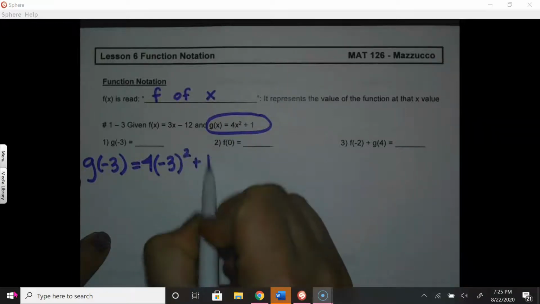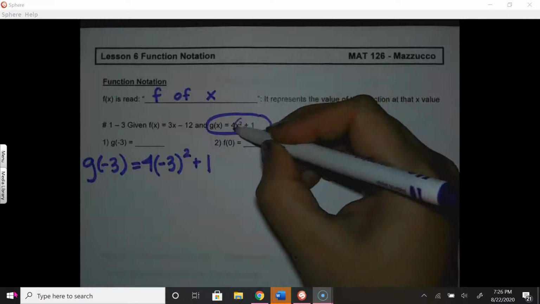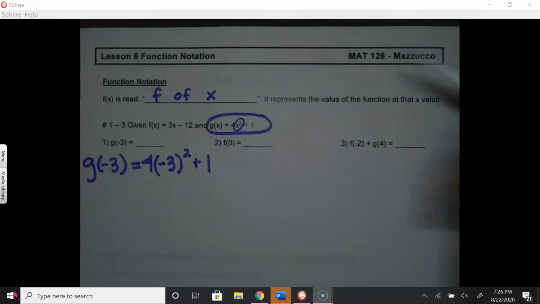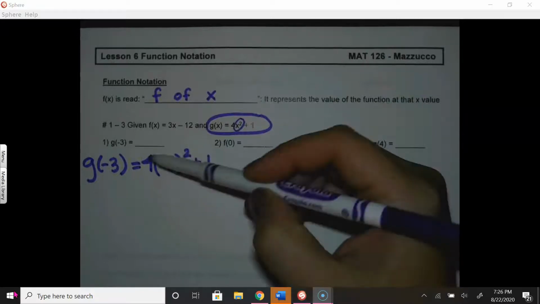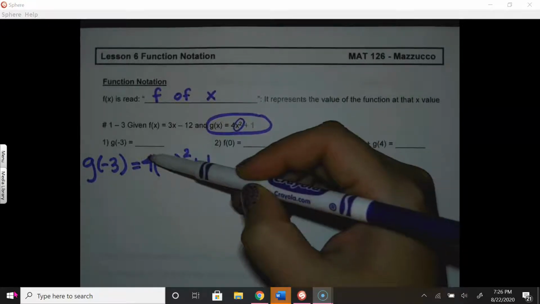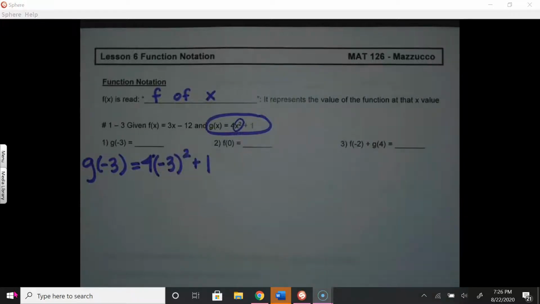Now notice when I plugged in negative 3, I put parentheses. The reason why I put parentheses is because it says that x is being squared. And if x is negative 3, that negative needs to be squared. I also put parentheses here because it says 4x squared. And when a 4 is next to a variable, it means times. So that is why I put the parentheses there.